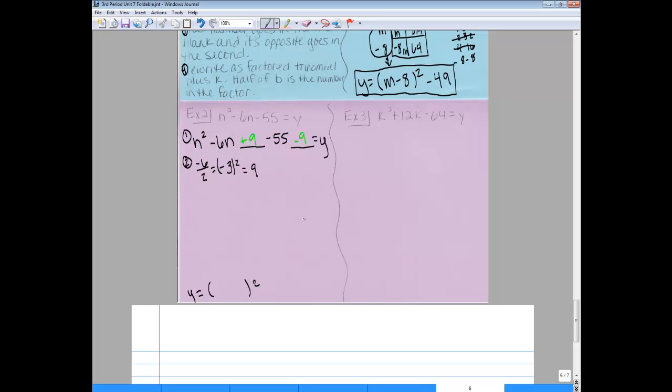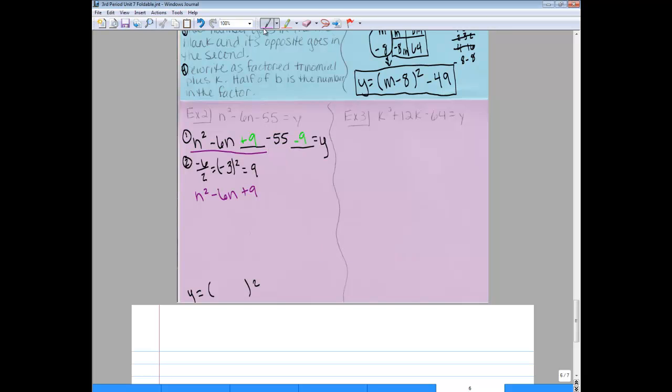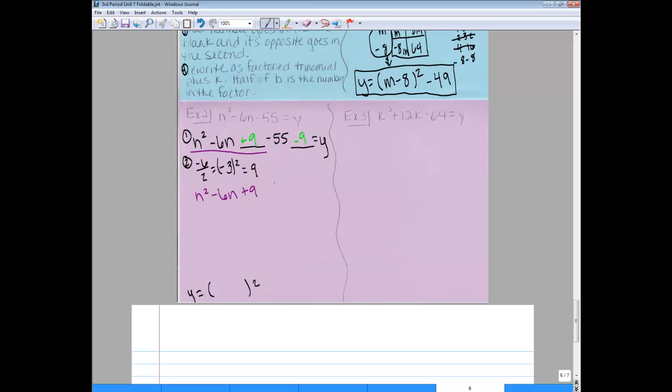Whenever I rewrite it, I'm going to rewrite this part. I will have n squared minus 6n plus 9. That's going to be the part that I factor. And then at the very end, let's do blue. At the very end, we're going to put this to combine. So -55 minus 9 is -64 down at the end. That's also what will be here at the end on your answer.